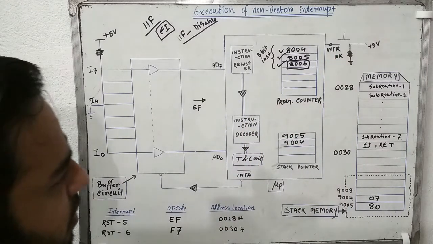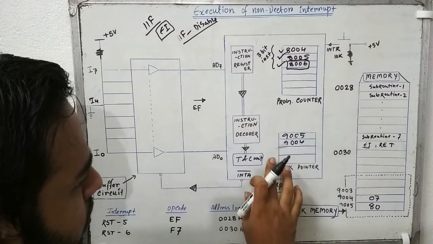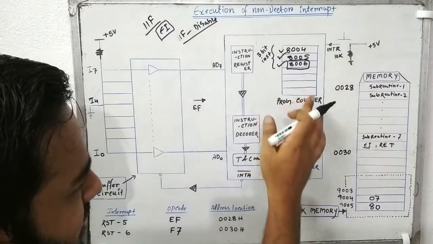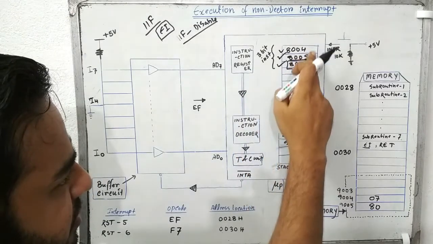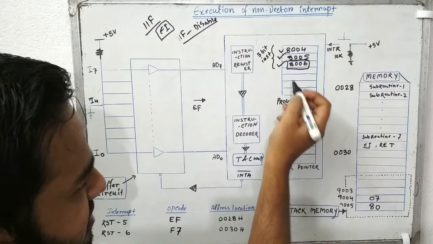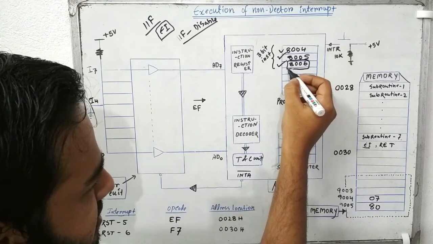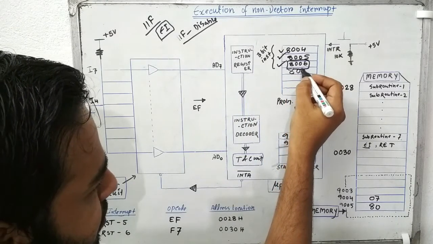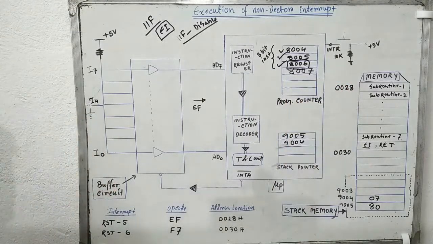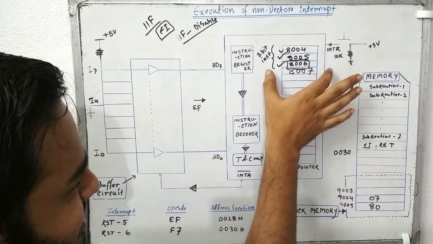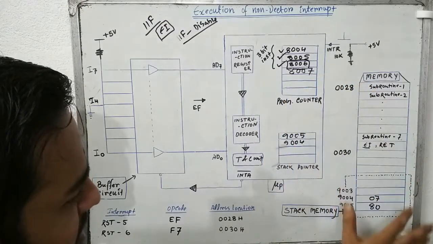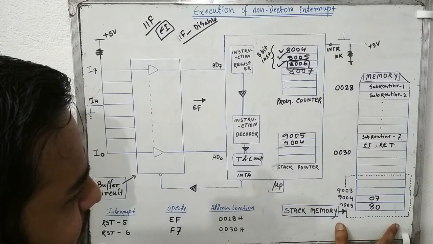Now the microprocessor will save the next instruction address. This was a 3-byte instruction. What will be the next instruction address? The next instruction address will be 8007. So the microprocessor will store or save this next instruction address to the stack memory location.